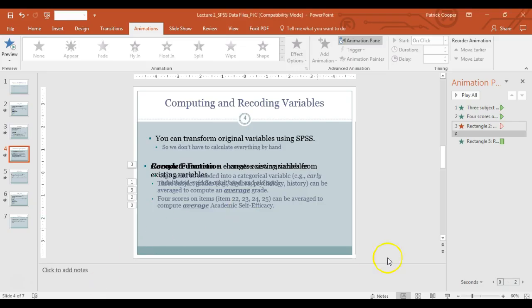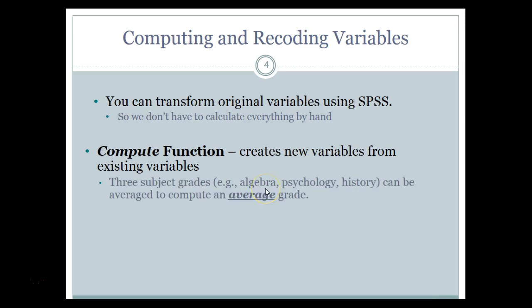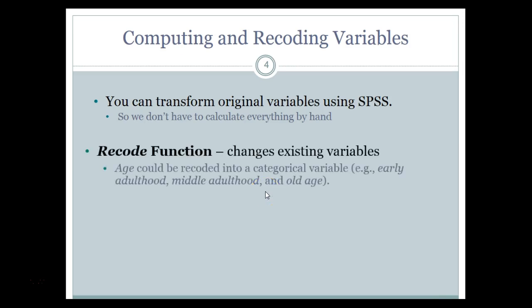Now, let's go back to my presentation here. So we also have the recode function. The recode into a different variable function changes existing variables. So instead of computing a new column, it changes the column from the old column to a new column. So for instance here, we have age. Okay? Age could be recoded into a categorical value. Maybe at some point you want to see participants who are in early adulthood versus middle adulthood versus old age. But you only have the age for each participant.